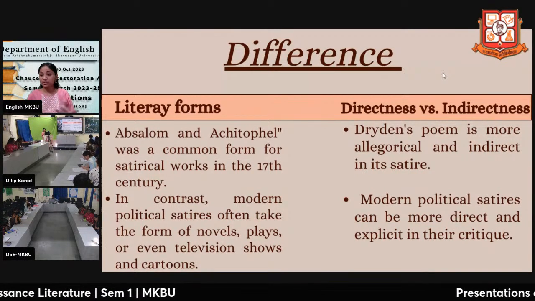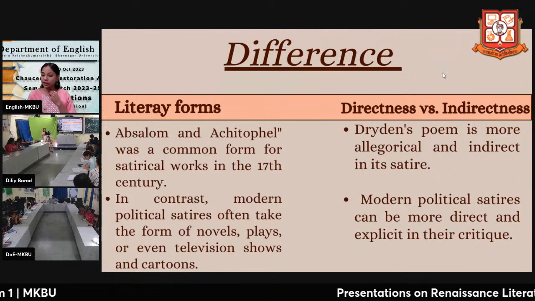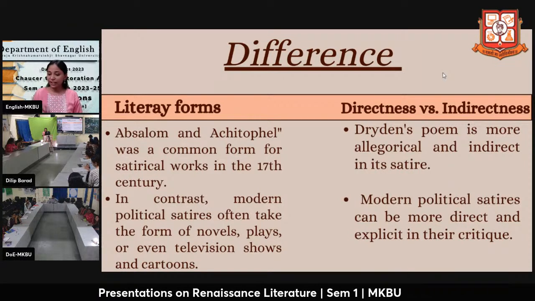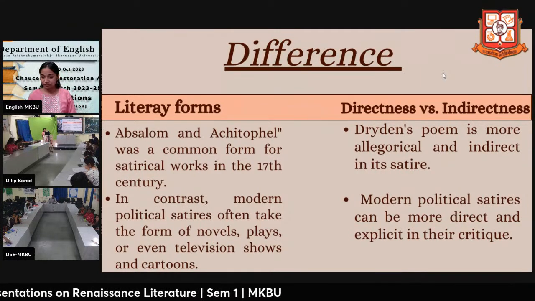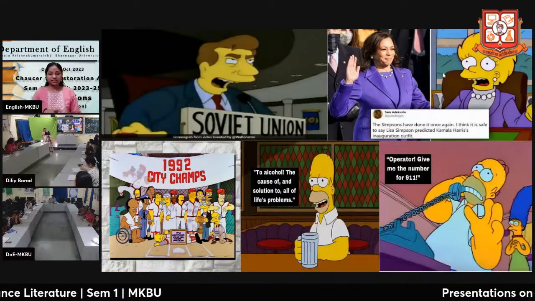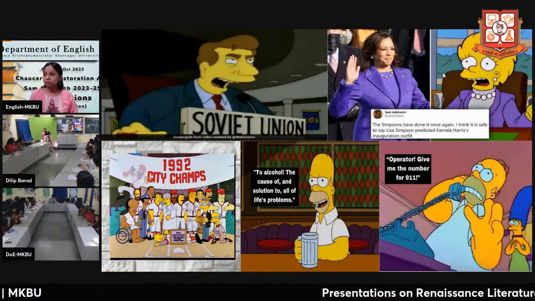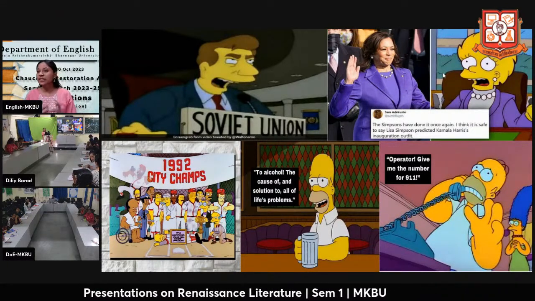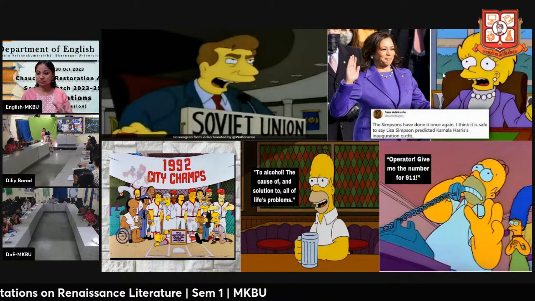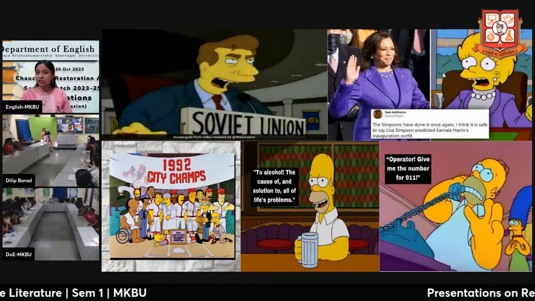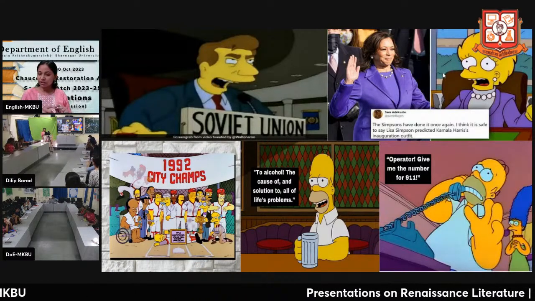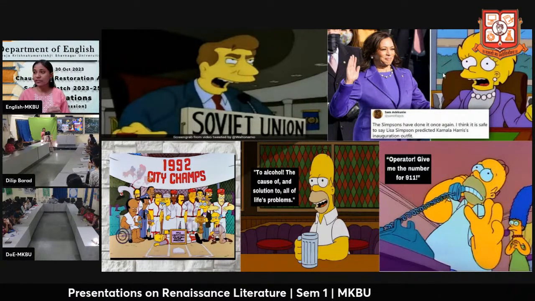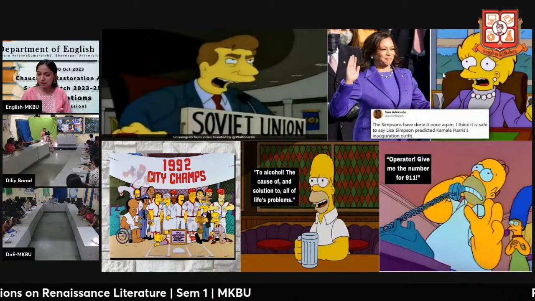Directness versus indirectness. Dryden's poem is more allegorical and indirect in its satire. Modern political satires can be more direct and explicit in their criticism. Yes, this is a cartoon, The Simpsons. At first it won't seem like they are satirical, but their predictions are satire on events that might have happened or are going to happen in the future.